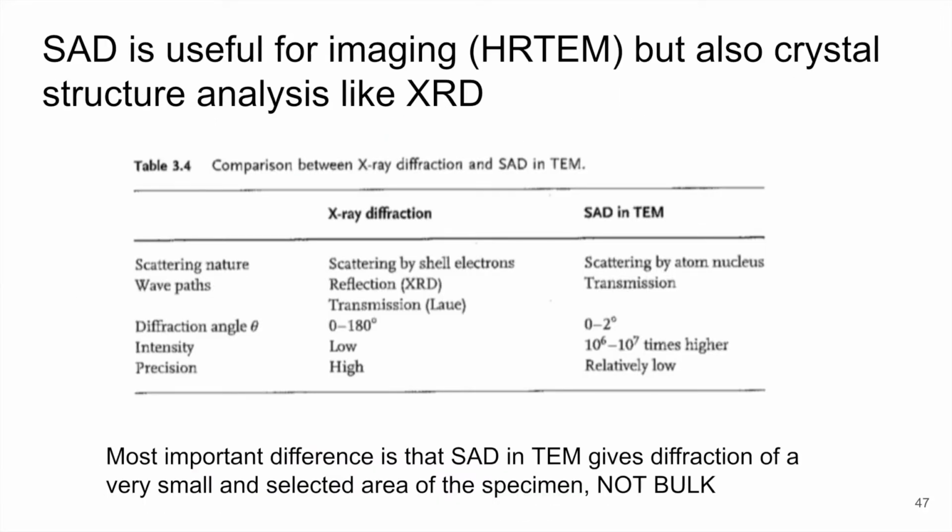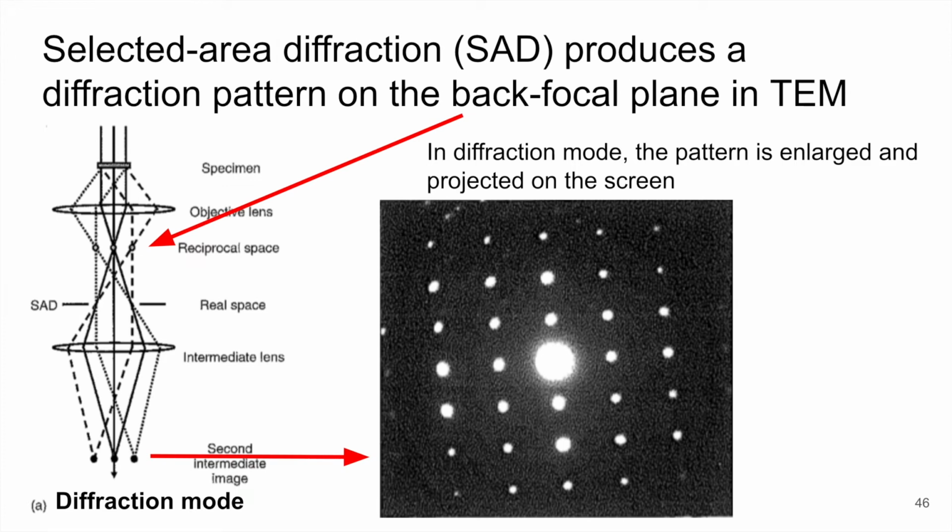All right. So this is known as selected area diffraction, or sometimes SAD. You might also see it as SAAD. I've seen a couple different abbreviations, but it refers to selected area diffraction. And so this is when we produce that diffraction pattern.